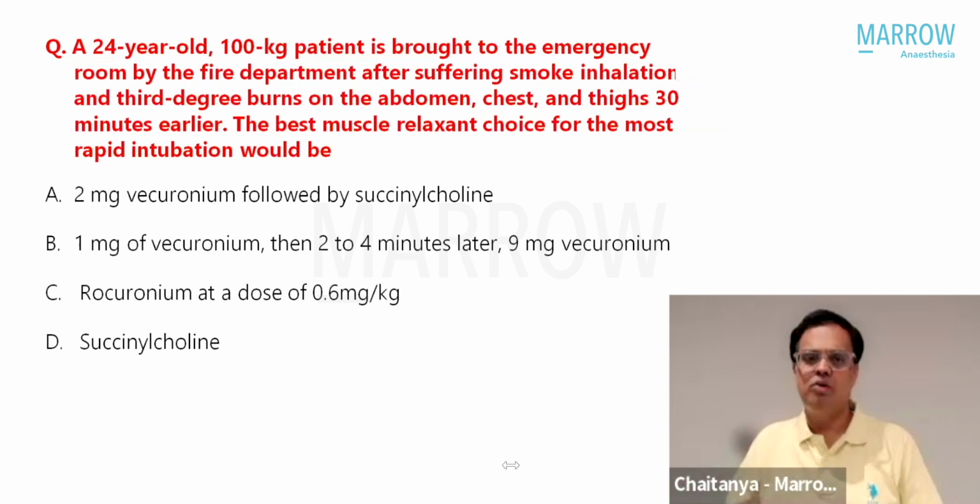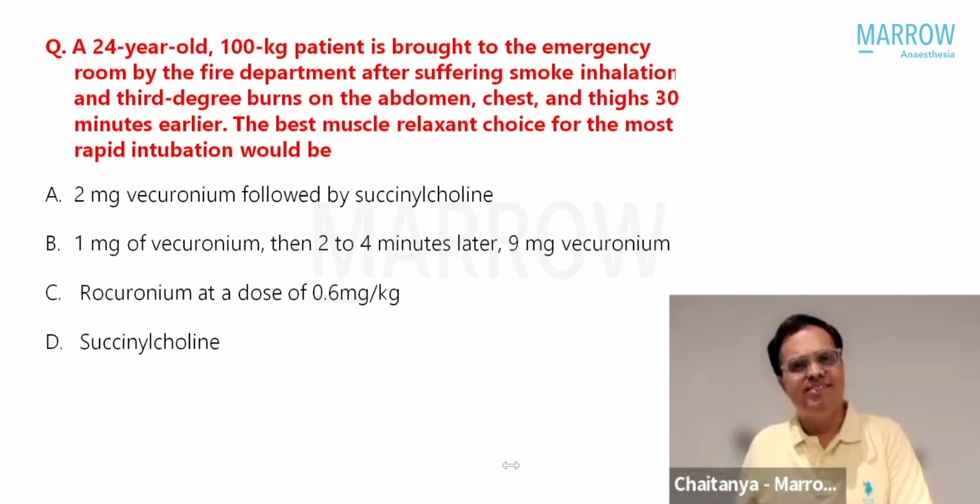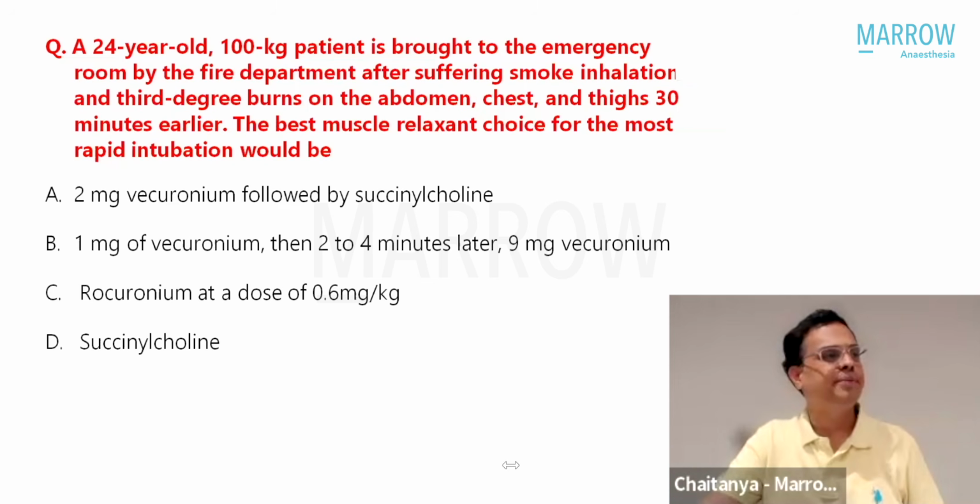So rocuronium is a good option, 1.2 mg per kg. If rocuronium is not available and succinylcholine is contraindicated, then only we have to go for this. Of late, they are not giving this kind of priming. So I just wanted to add this one. Okay, right? Shall we move to the next question?